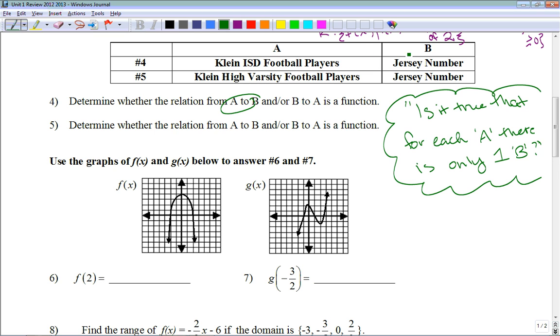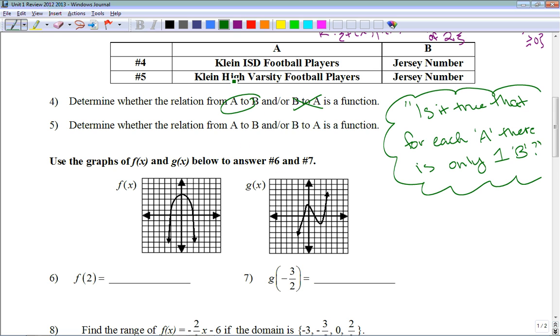And then going the other way, is b to a a function? Is it true that for each jersey number there's only one Klein ISD football player who wears it? No, not necessarily. Say we pick jersey number 13. There could be a 13 at Klein High or Klein Oak or Klein Collins or Klein Forest. So it could go either way. So b to a is not a function, only a to b.